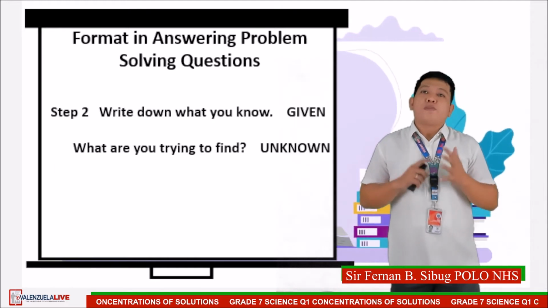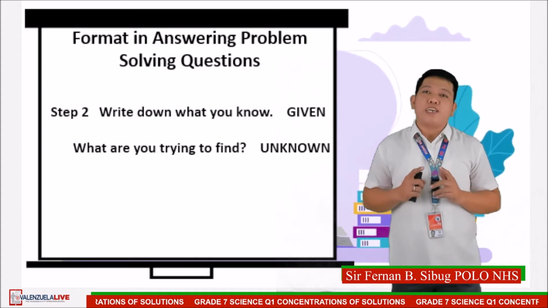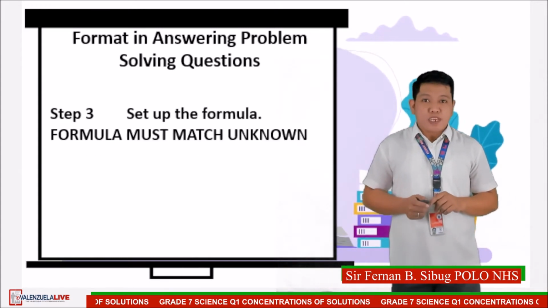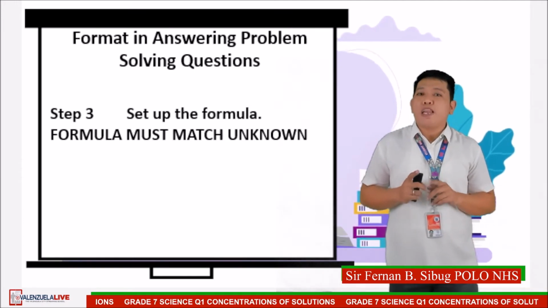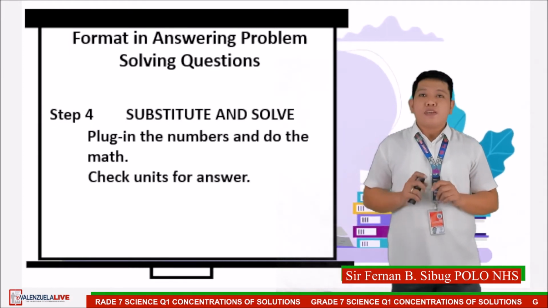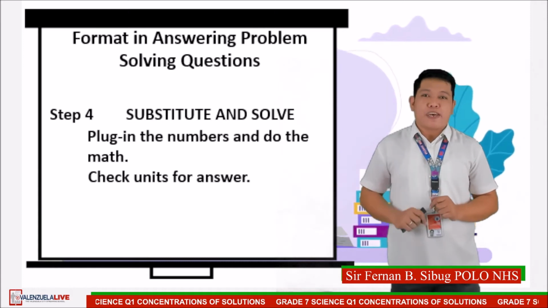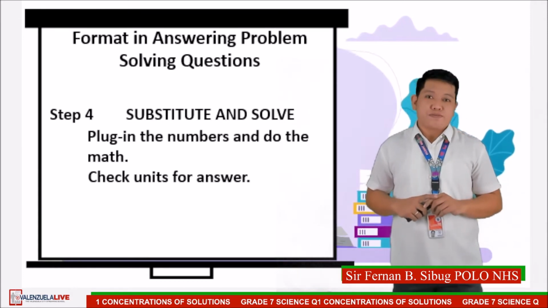Step 2, write down what you know or the given and what you are trying to find out or the unknown. Step 3, set up the formula. Remember that the formula seeks to find the unknown. And step 4, substitute and solve. Plug in the numbers and do the math. And lastly, check the units for the final answer.